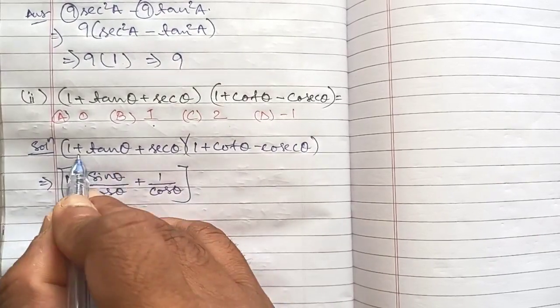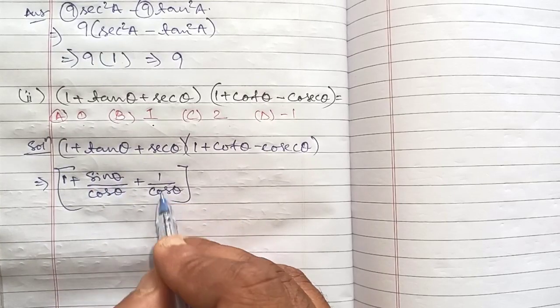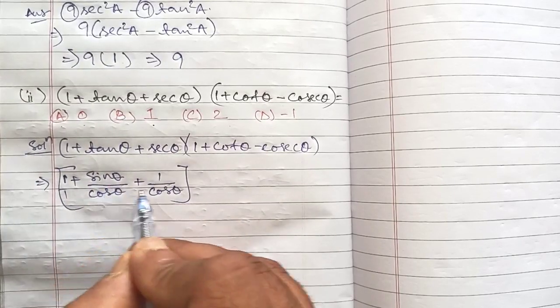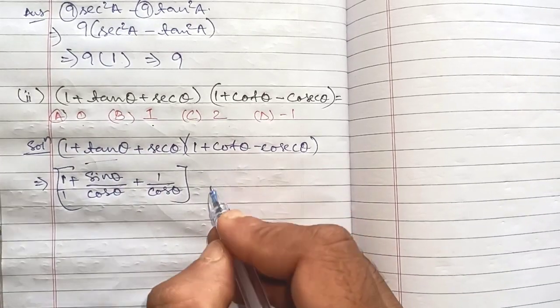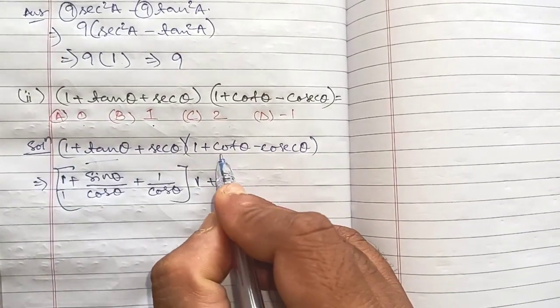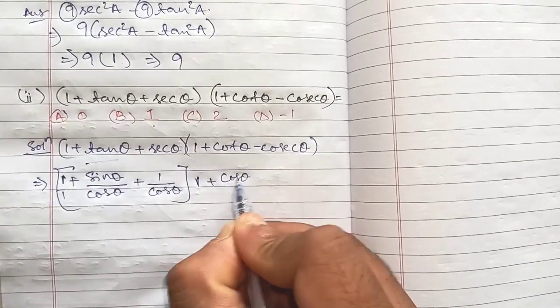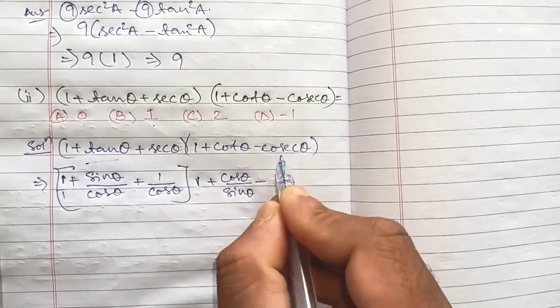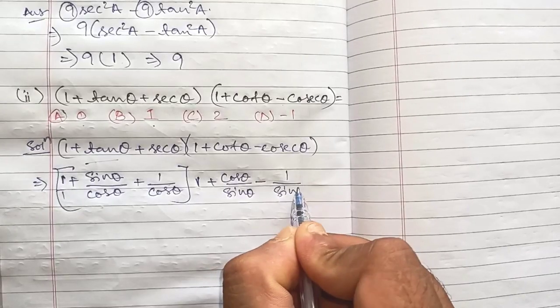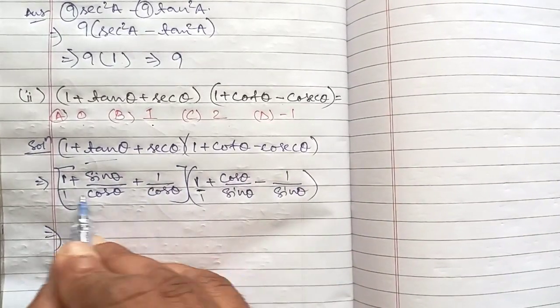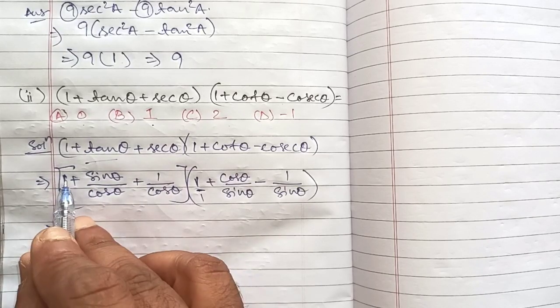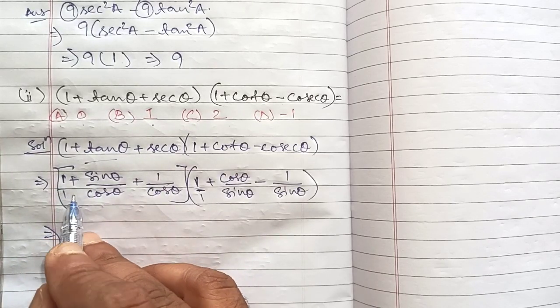So the first term I wrote in terms of sine and cos. You can see here sine by cos, 1 by cos. Tan became sine by cos. Now the second term also we will represent in terms of sine and cos. So cot theta is cos theta by sine theta, minus cosec theta, which is 1 by sine theta. Here nothing is there, we can write 1.